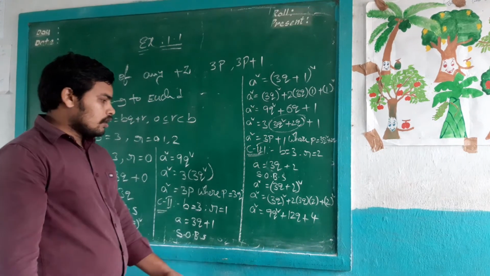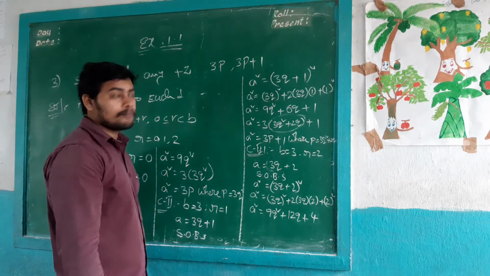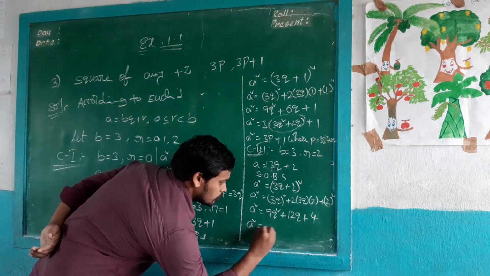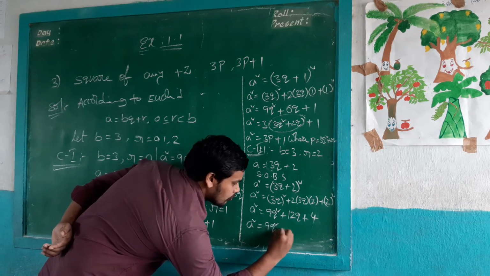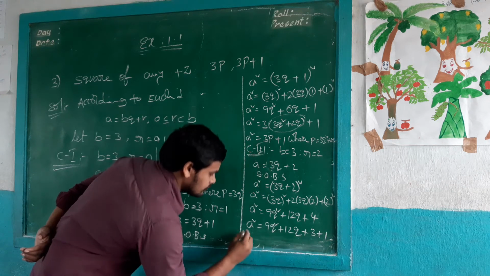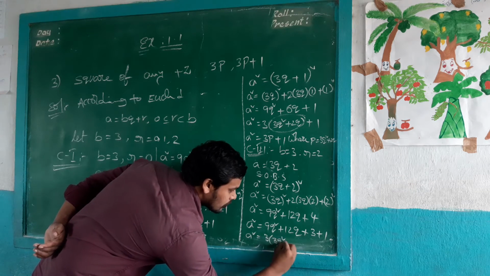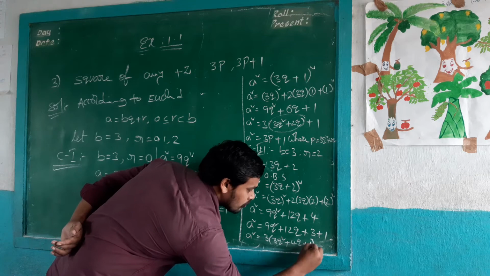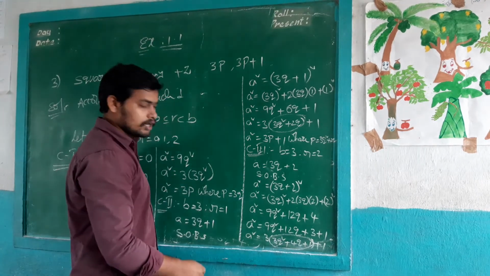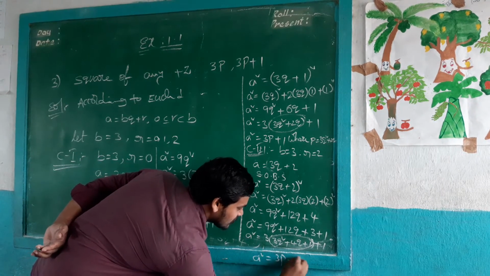You have to write 4 as 3 plus 1. Why? Because we need plus 1 here. So a square equals 9q square plus 12q plus 3 plus 1. Now, what is the common factor here? 3q square plus 4q plus 1, plus 1. Now this is p. So a square equals 3p plus 1.